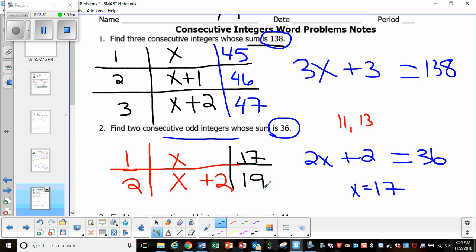Are these 2 consecutive odd? And is their sum 36? Yes. So for these problems, I always come up with my own examples, and then I use that to come up with the algebraic expressions to set up the equation and solve. Raise your hand if you're with me and you get this. Awesome.